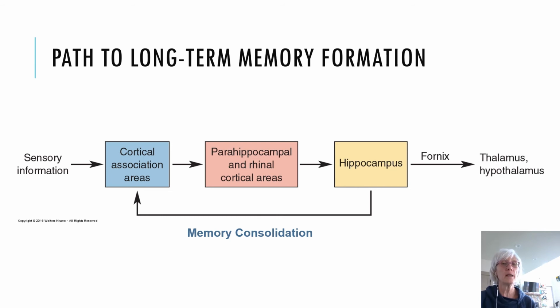It is true that the hippocampus has connections to the thalamus and the hypothalamus, and those go through the fornix. These seem to be required for recall, because if we ablate the fornix, we have a difficult time recalling some of those memories.